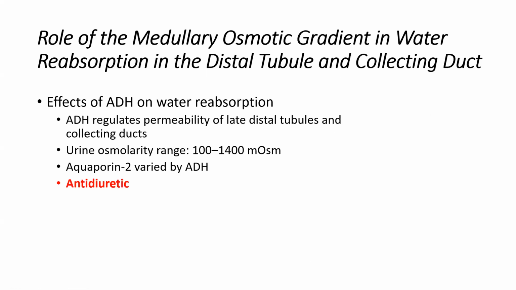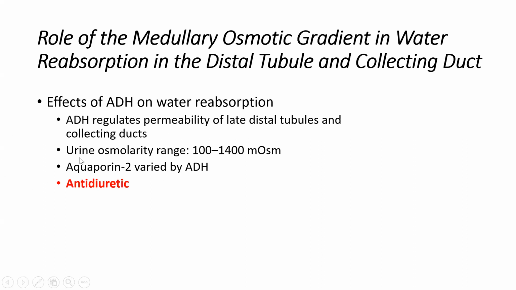So we're going to look here at how ADH has an influence on that water reabsorption. So ADH is going to regulate basically the permeability of the distal tubule and collecting duct, and that is going to manipulate the osmolarity of our urine, whether it's really dilute at 100 milliosmoles or whether it's really concentrated at 1,400 milliosmoles. And this is brought about by those aquaporin 2 channels that are inserted into the membrane, okay? And that is under the influence of ADH, which we call antidiuretic hormone.